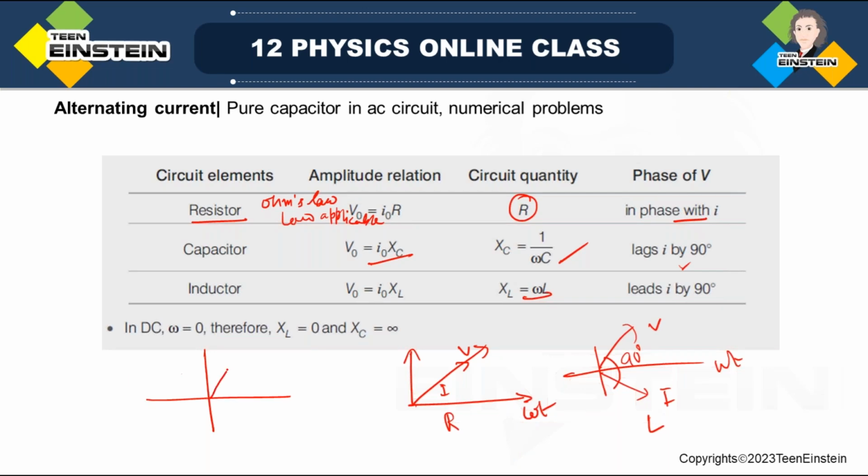In case of the capacitor, it is voltage, say, and this is the current. Okay, so there is a 90 degree phase difference here also, or pi by 2 radians. This is about omega t. So these are the actual phasor diagrams for all three components: resistor, capacitor, and inductor. So this is actually for the capacitor.